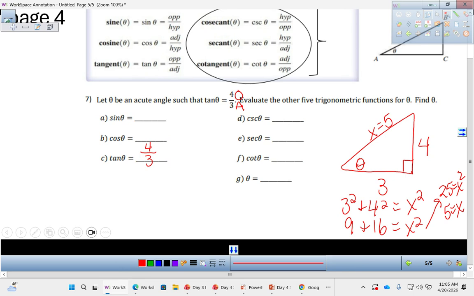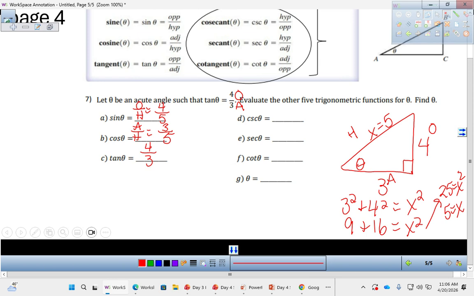All right, well, sine is opposite over hypotenuse. Now I have all three legs, I know what sine is. Sine is the opposite leg over the hypotenuse leg. So sine is 4 over 5. Cosine is the adjacent leg over the hypotenuse leg. Well, I knew the adjacent leg was 3, but now I know the hypotenuse is 5. So I've got all three of those ratios.